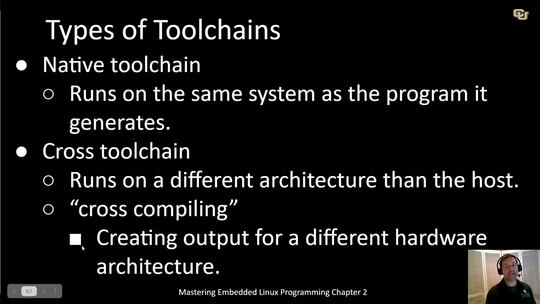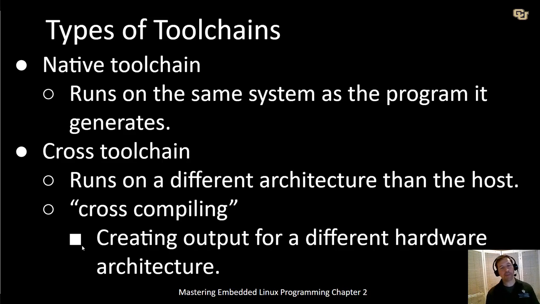There are two different types of toolchains discussed in the book. One is the native toolchain, which is going to run on the same system as the program it generates. And then there's a cross toolchain. In the case of a cross toolchain, you're going to ultimately run the executable you generate on a different architecture than the host. This is what's referred to as cross-compiling, and this is what we'll be doing for this course.